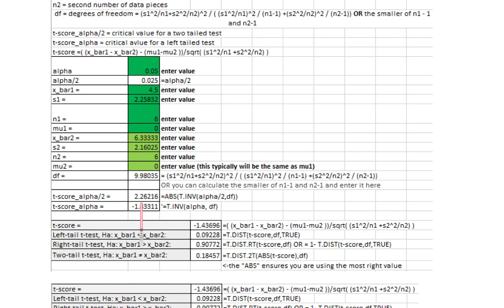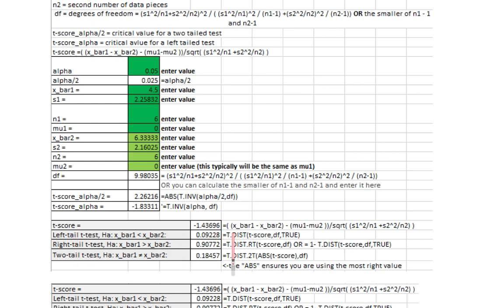And then my t-score for alpha divided by 2, I will use this if I have a two-tail. If it's a left or right tail, I will use this. If it's left tail, it'll be negative. If it's right tail, I will take the positive of this. This will be my critical value.